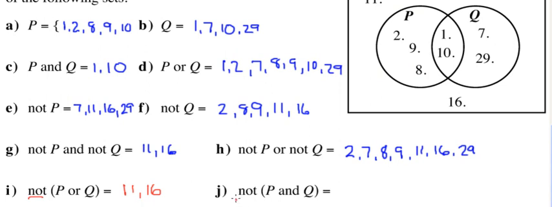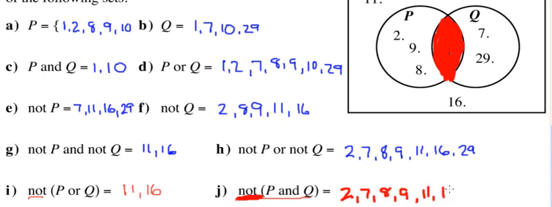And then we have, for our last one, not P and Q. Well, again, where's P and Q? That's the numbers that are in both circles at once. That would be 1 and 10. So guess what, guys? You are now undesirables. Because it says not. Saying, scratch those out, don't want them, and now give us everything that's left. That would be 2, 7, 8, 9, 11, 16, and 29.